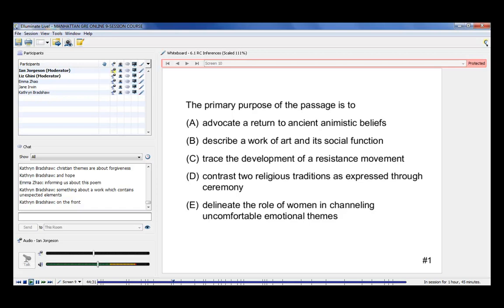Okay, you guys have all hovered around the same answer, which is B, describe a work of art and its social function. I love it. Good job, guys. That is totally correct. The only thing I want to show you is that even when you get these big, broad, primary purpose, main point type questions, you're able to, if the answer is correct, translate the general terms back into the specific terms of the passage. So what is the work of art? And what is the social function?